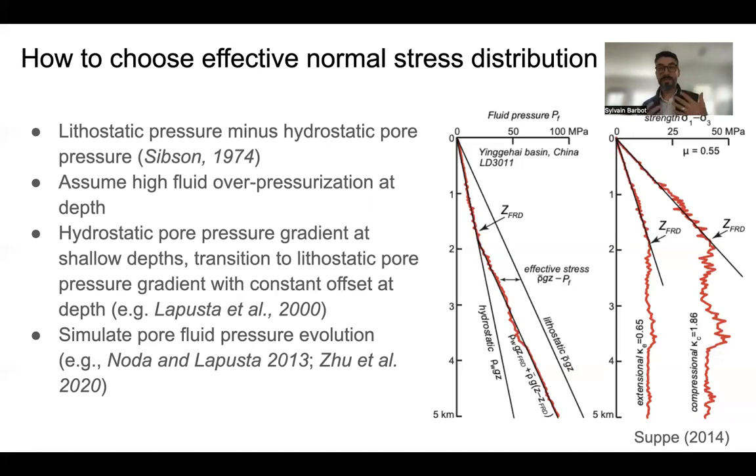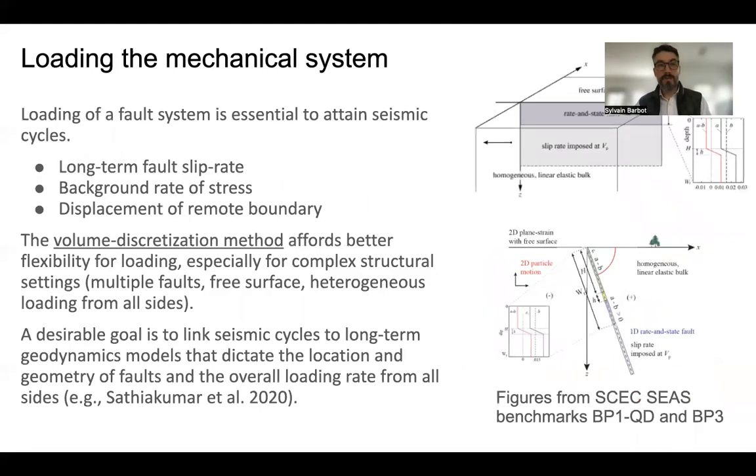Another approach is to basically simulate the migration of fluids from the mantle to the surface and what pressure they would have based on different boundary conditions. The loading of the system also varies from method to method. The boundary integral method typically introduces a long-term background slip rate for every element. So that can be varied spatially. So different segments of a fault can have different long-term slip rates. Or that can be implemented with a rate of traction, right? A rate of stress per element.